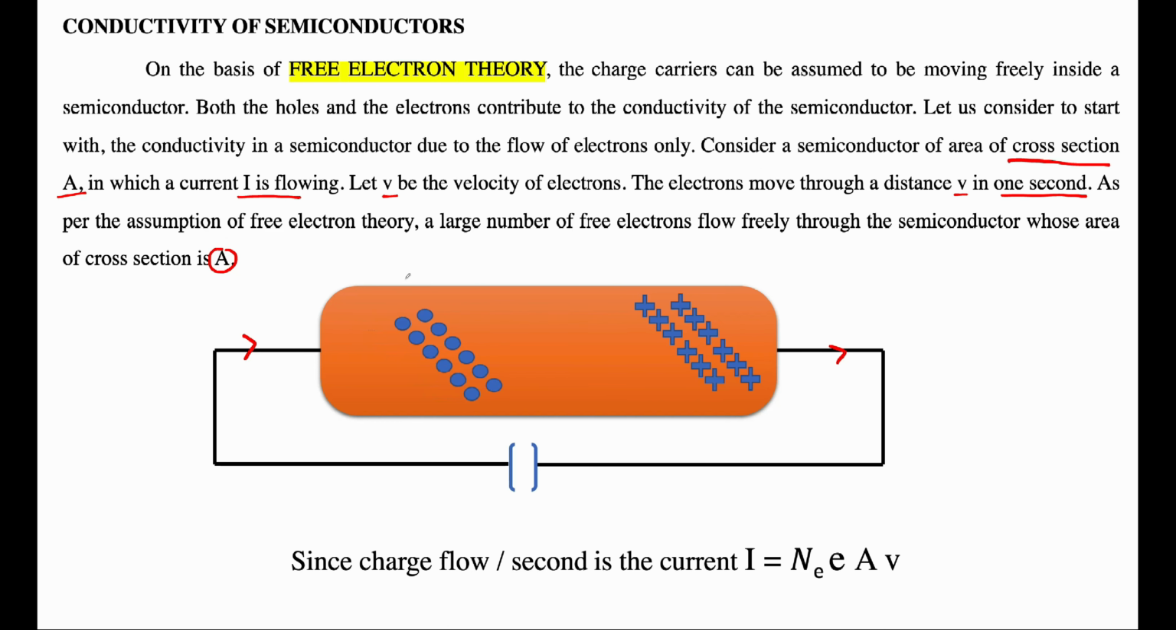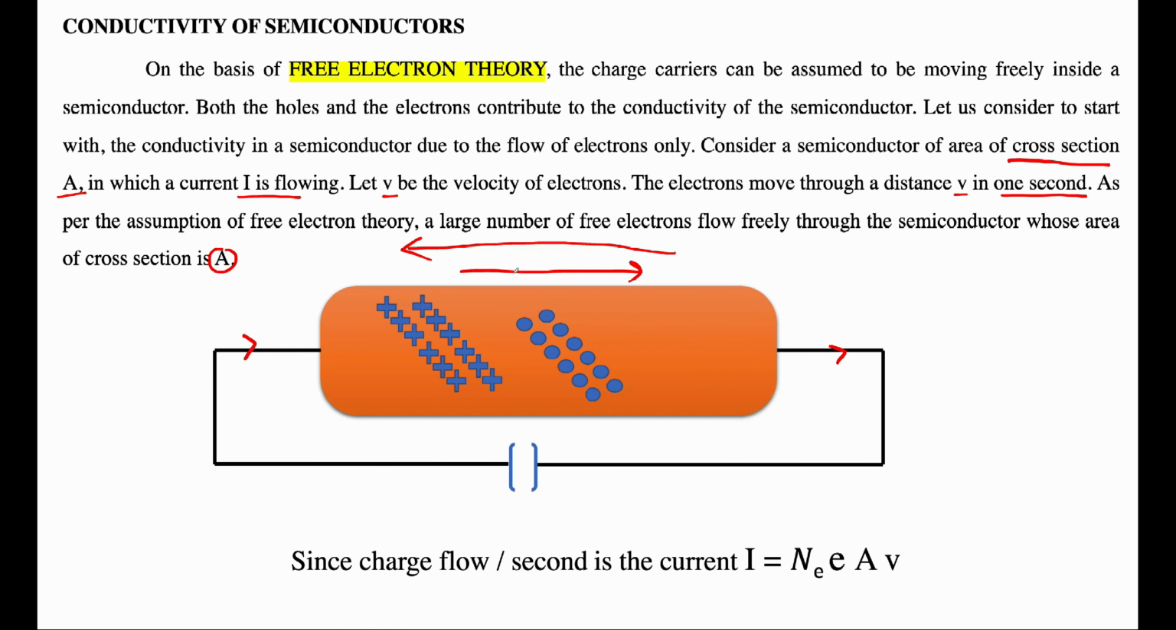So in that case, you can see that the electron is moving in this direction because the applied electric field is in this direction. Now at the same time, this intrinsic semiconductor also carries a number of holes, so these can move in this direction in the applied electric field. So by considering this concept, we write down the equation for charge flow per second, that is current: I is equal to number of electrons, charge of the electron, area swept by the electron, and velocity of the electron. This is the equation which we are getting here.